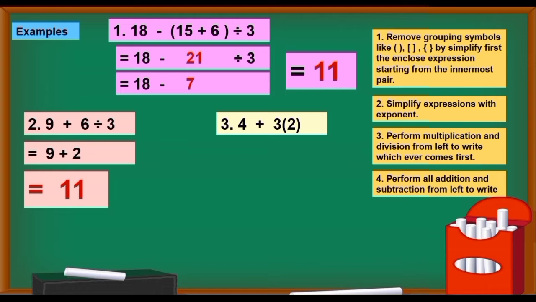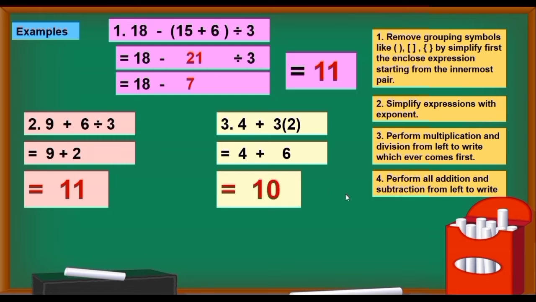Okay, next, number 3. So, 4 plus the quantity of 3 times 2. So, ano unahin natin? 4 plus 3 ba? Yes, uunahin po muna natin yung may grouping symbol, or pwede rin na multiplication. So, since meron po tayong parenthesis at wala siyang operation, ang ibig sabihin, imumultiply natin yung 3 kay 2. So, iiwan lang natin yung 4 plus 3 times 2 is 6. And now, we have to perform all addition and subtraction from left to right. So, 4 plus 6 equals 10.